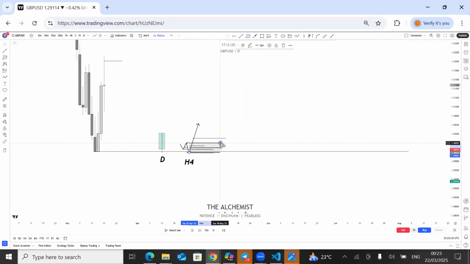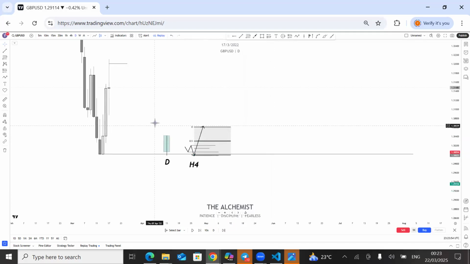That's just normal SMC. Before buying, price must come to your discount zone. So you should be looking for liquidity inside here. SMC tells you that after a break of structure, the first pullback is your liquidity. Are you understanding? SMC tells you after a break of structure, the first pullback is your liquidity.